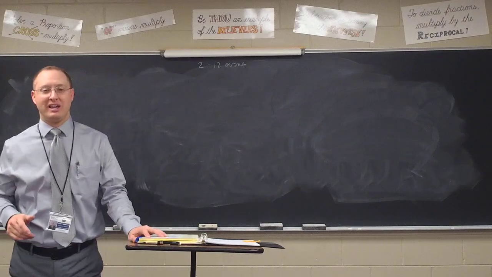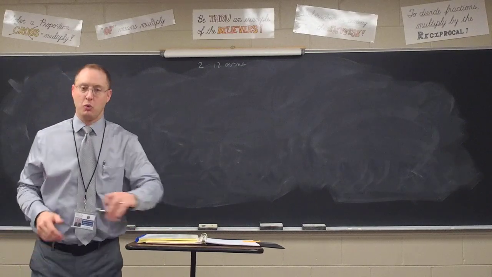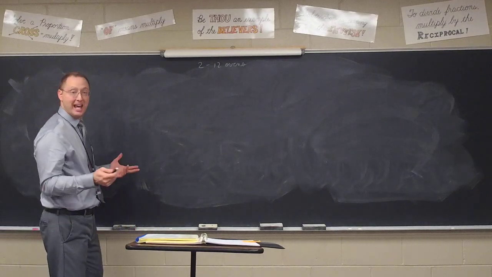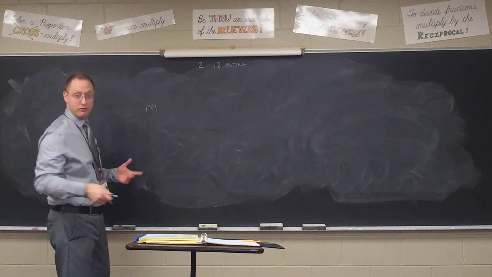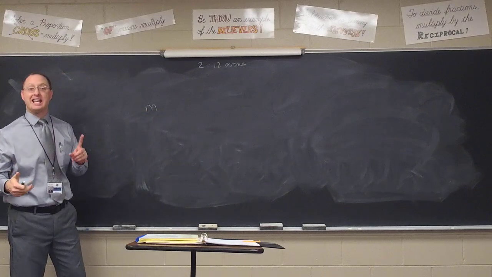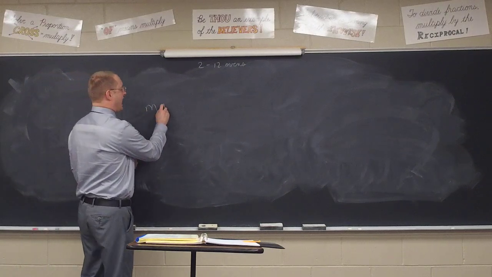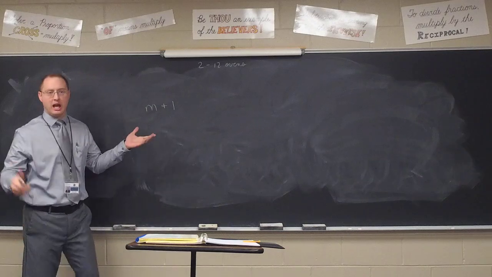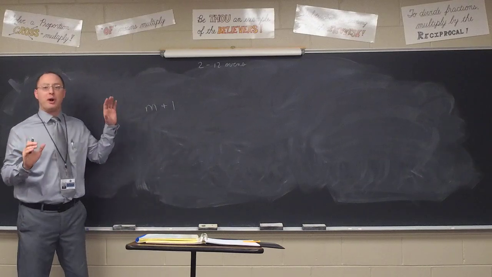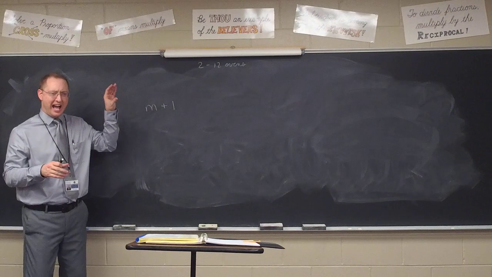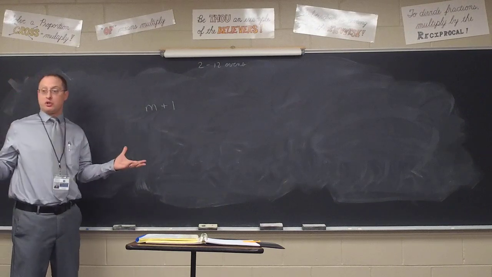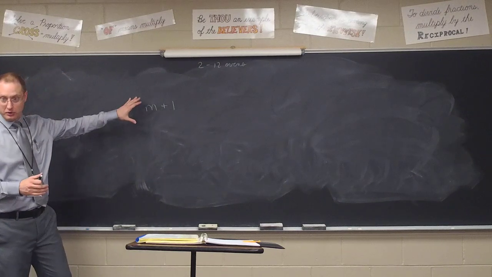Well, in algebra, if we don't know Michael's age, we could represent Michael's age with a letter. M for Michael. And we would know that Micaiah is 1 year older, so we would just add 1 to Michael's age, and there's Micaiah's age. We would represent things not necessarily with actual number quantities, because we don't always know things, but we can use variables, is what they're called.